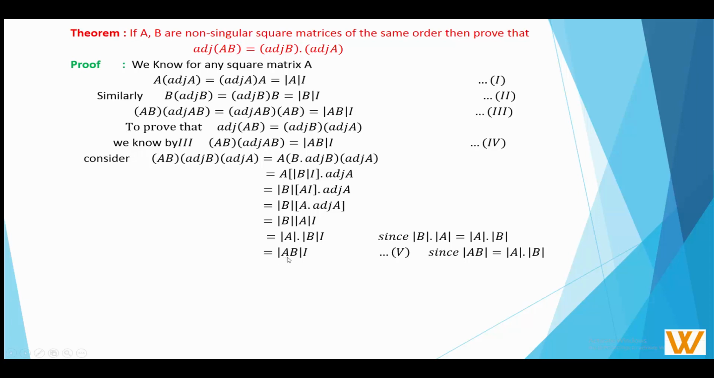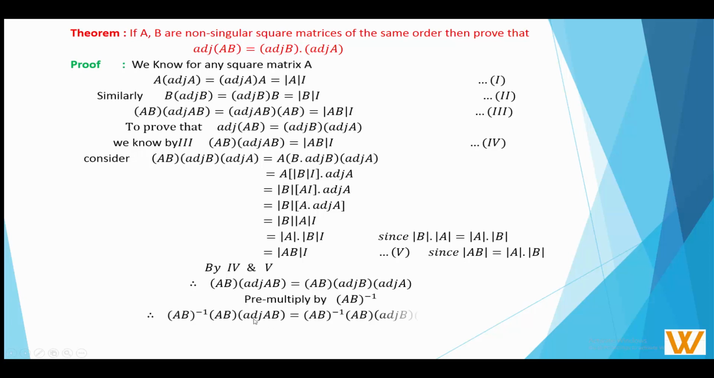Right hand side is equal: determinant AB into I, determinant AB into I. So we get AB into adjoint AB equal to AB into adjoint B into adjoint A. Now pre-multiply both sides by AB inverse. So we get AB inverse into AB into adjoint AB equals AB inverse into AB into adjoint B into adjoint A.